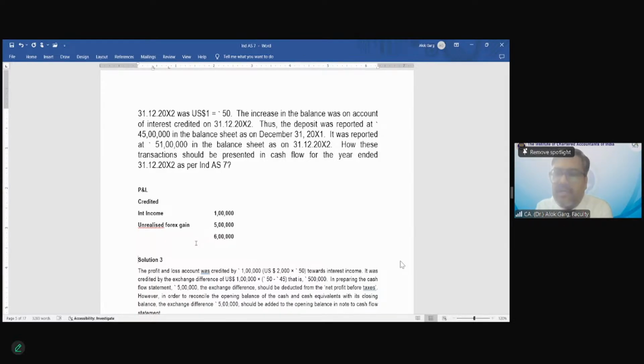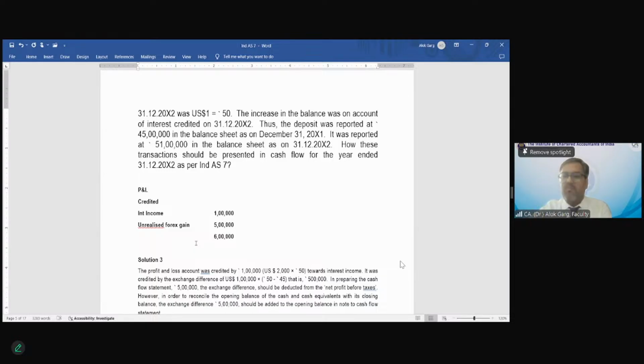I have started with my profit before tax. So in the profit before tax, what should I add? 6 lakh I should add. But can you please clarify the breakup of this 1 lakh and 5 lakh? This 5 lakh rupees, whether it is a non-cash item or it is a non-operating item?